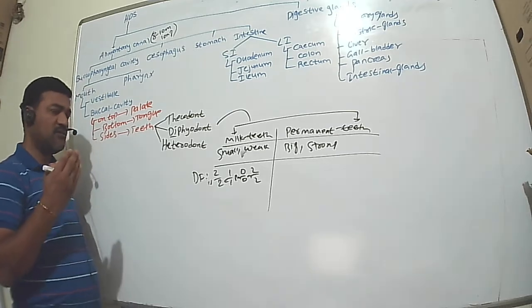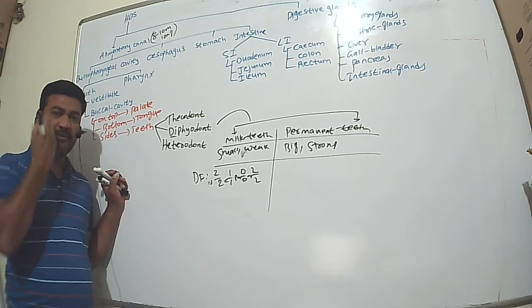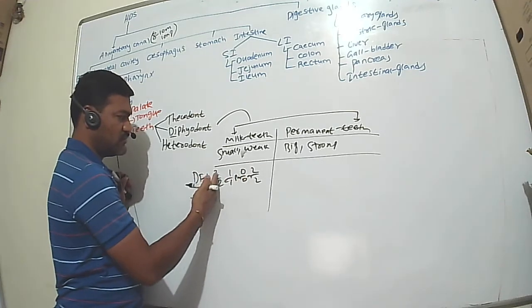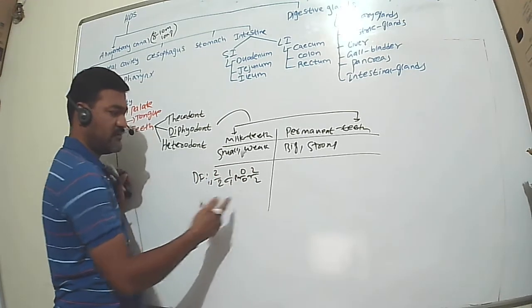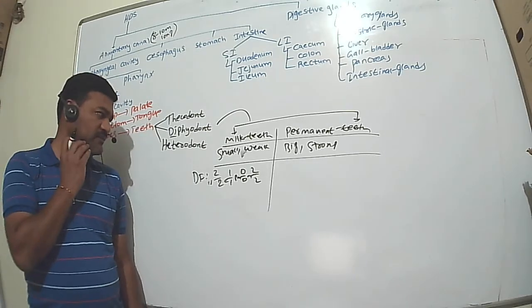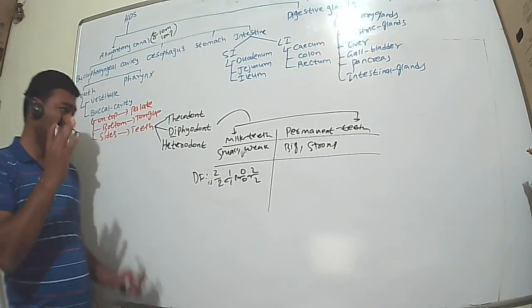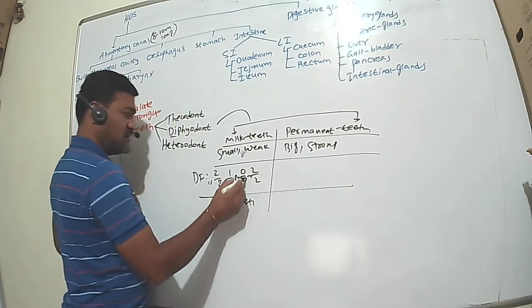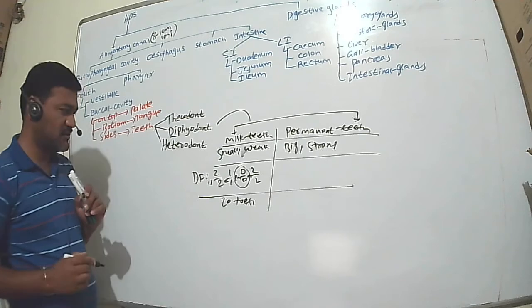Dental formula is the formula showing the number of teeth in one half of the upper and lower jaw. So totally you have 2, 3, 4, 5, 5 and 5, 10. 10 on the top, 5 on the upper jaw, 5 on the lower jaw, and this side 5 and this side 5. Totally you have 20 teeth. Because remember, there are no premolars in milk teeth.